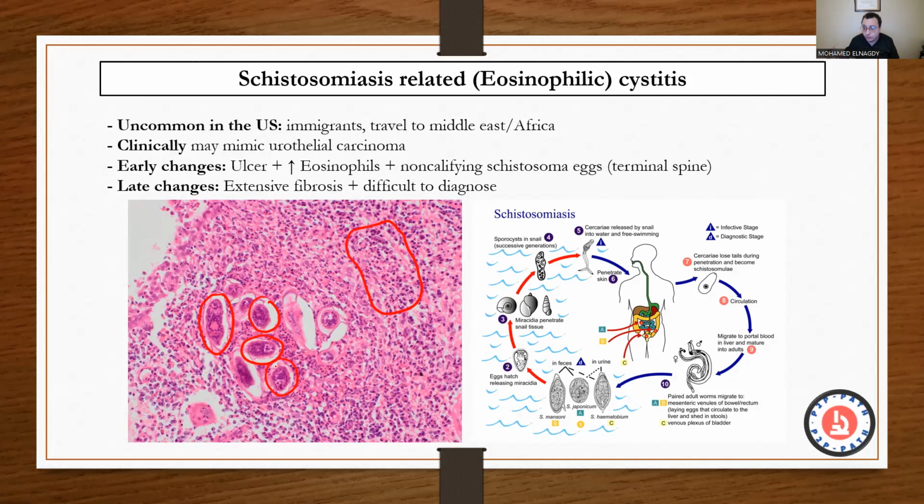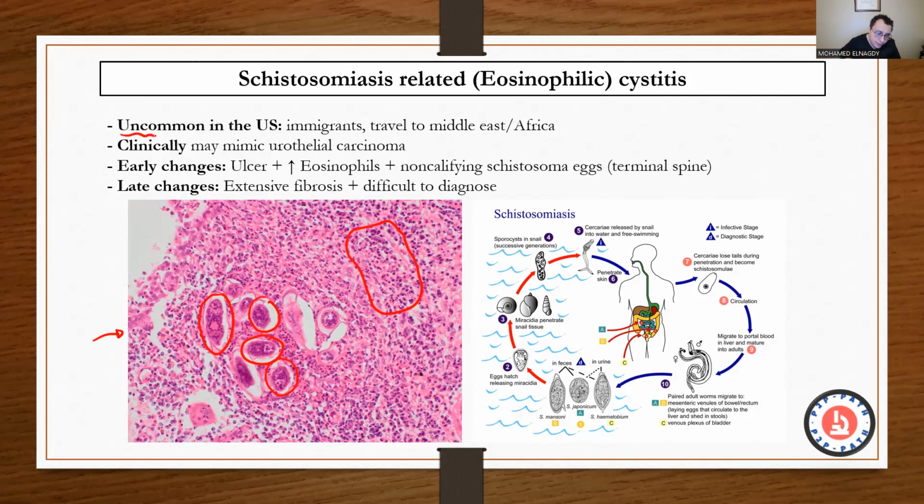Sometimes they ask which kind of schistosoma it is, whether it's Schistosoma haematobium or Schistosoma mansoni. The mansoni is in the GI tract, so please remember that. The haematobium is the one in the urinary tract and exists in the bladder, as you see right there.